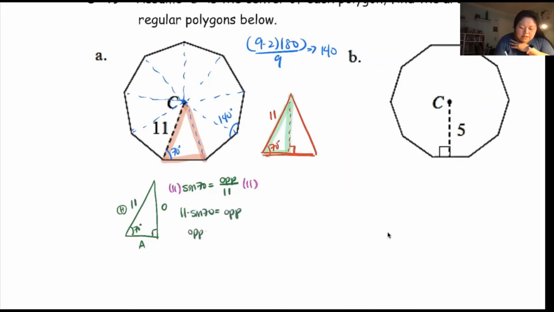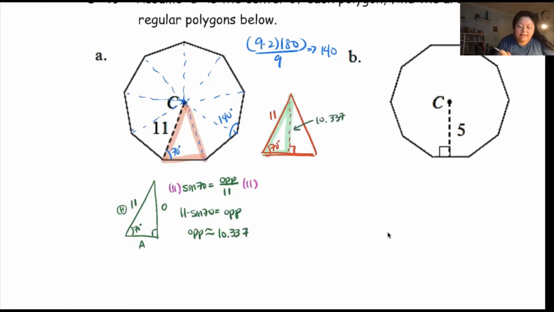So my opposite is about, let's use my calculator here, 11 times sine of 70. That's about 10.337, right? Okay, so that's my height. That's what I want. So this measurement right here is 10.337.